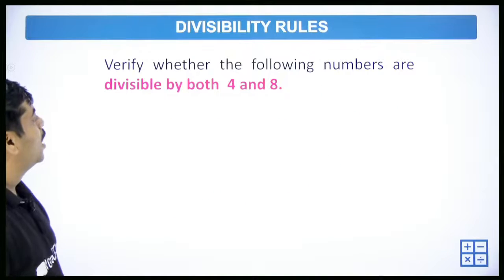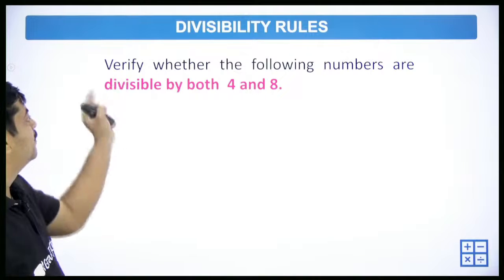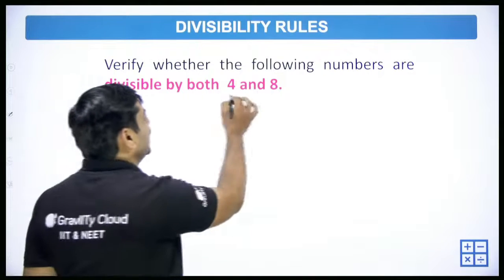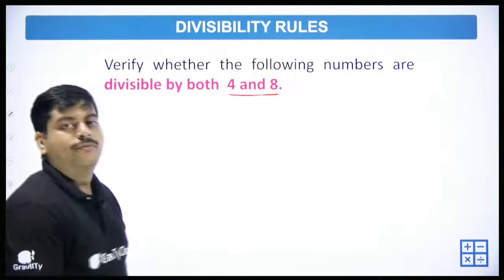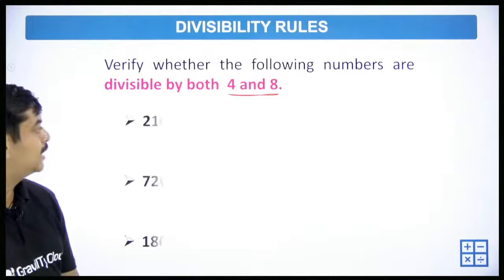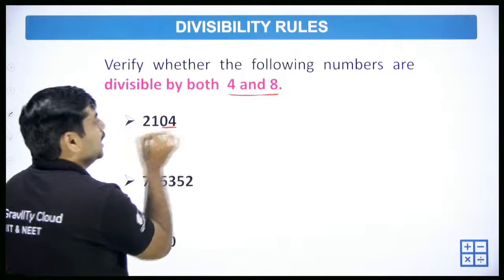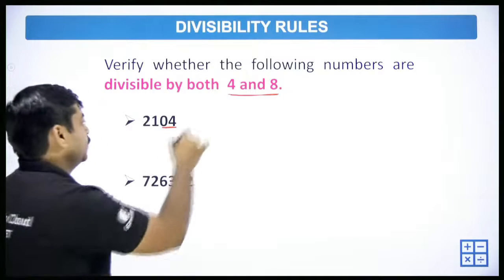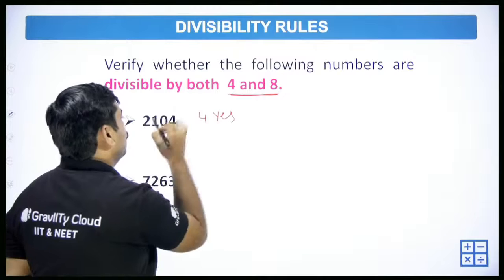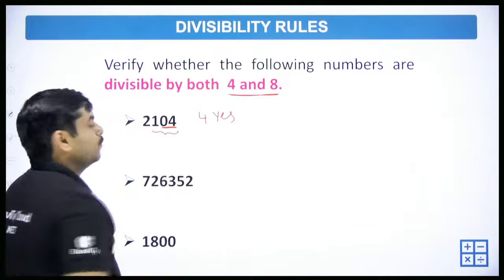So let's move ahead. Let's try to see one more application. Verify whether the following numbers are divisible by both 4 and 8. Let us try to see that. 2104. The very first thing is 04. Is it divisible by 4? With 4, yes. With 8, we need to go and check for 104.